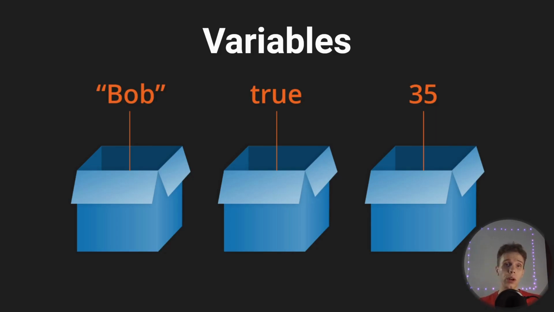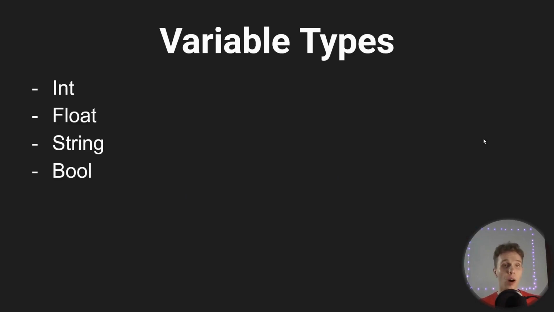We can store, let's say, a name, Bob. We can store a Boolean value, so it's true or false. Or we can store, say, a number, 35. When creating a variable in C#, we need to specify its type. Basically, we have to tell the computer what type of value our variable will store. The main types that we have in C# are int or integer, float, string, and bool or boolean.